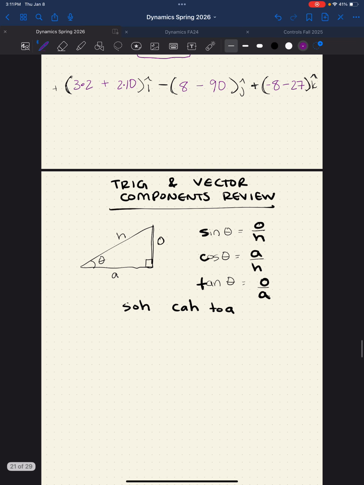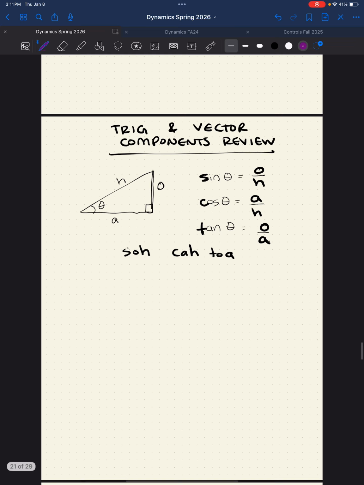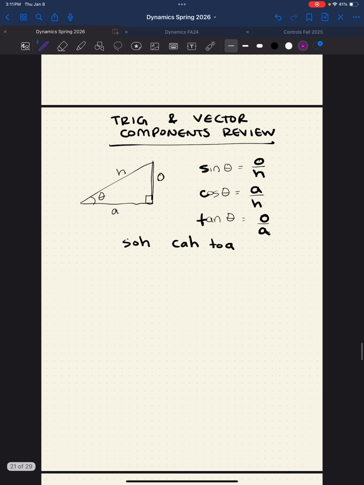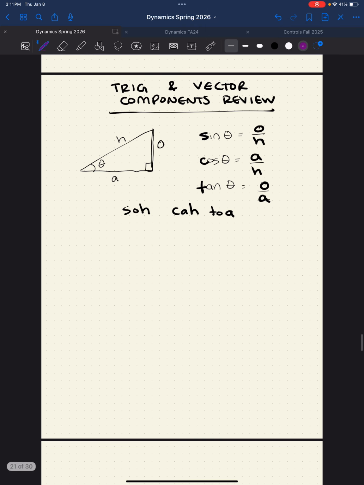Okay, unfortunately, I had to speed through the trig in class. I might actually go ahead and show you my trig trick right now. So you do need to know basically SOHCAHTOA, which says that sine of theta is equal to opposite over hypotenuse. Cosine of theta is equal to adjacent over hypotenuse. And tangent theta is equal to opposite over adjacent.